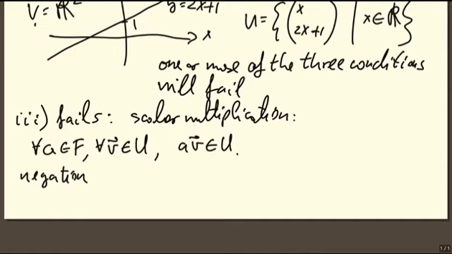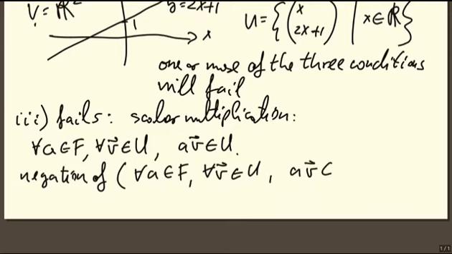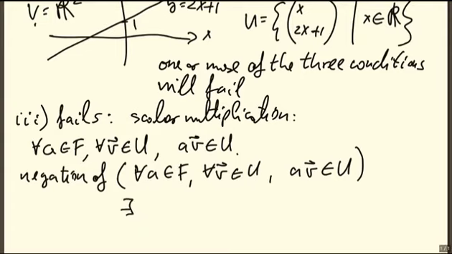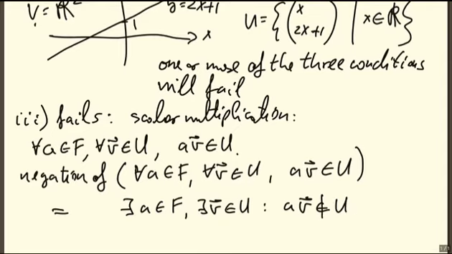So we will need to negate the statement that for all A in F, for all V in U, AV is in U. The way we negate is that we change these for all quantifiers to the existential one. So there is an A in F, and there is a vector V in U such that AV is not in U. That's how we negate it.